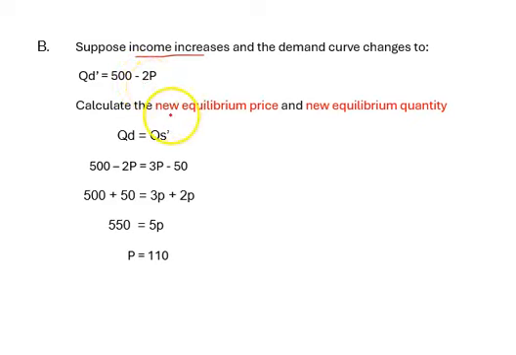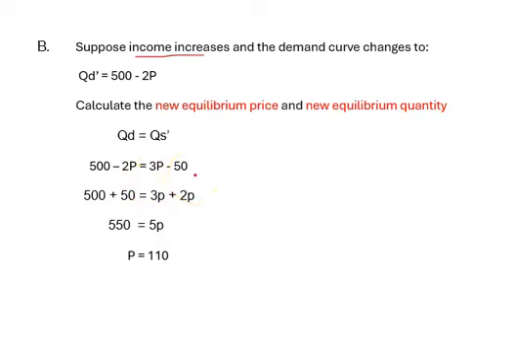Now we need to calculate the new equilibrium price and new equilibrium quantity. And we know that at equilibrium, quantity demanded equals quantity supplied. So quantity demanded has changed. It's now 500 minus 2p. However, quantity supplied remains the same at 3p minus 50.